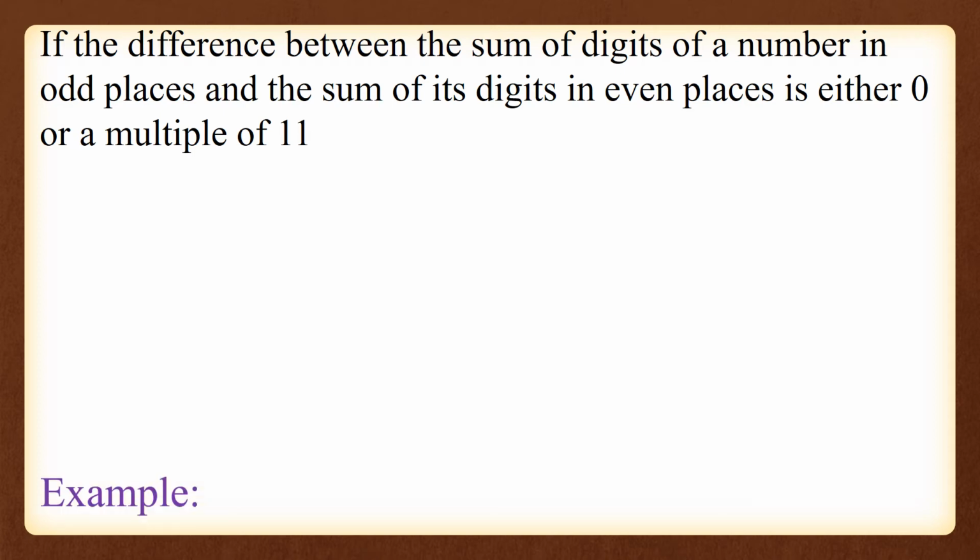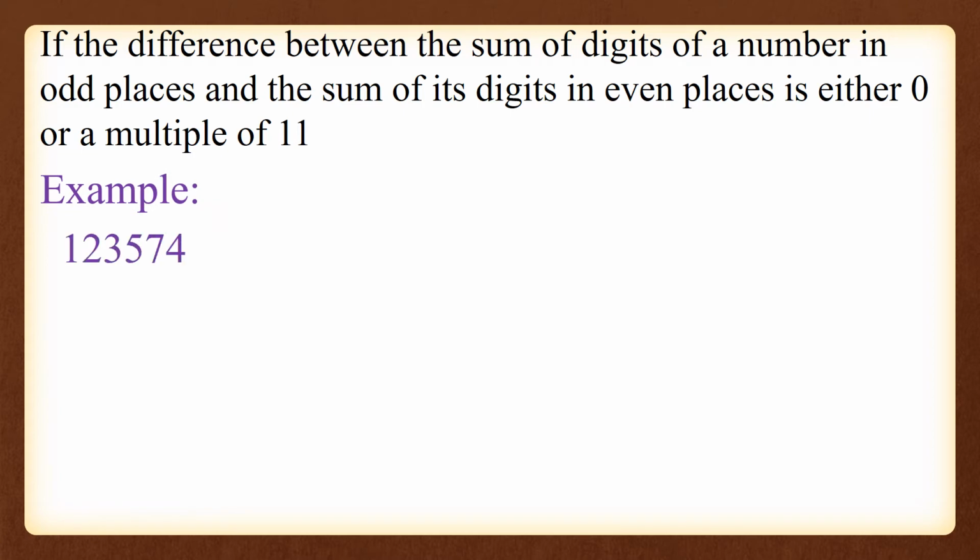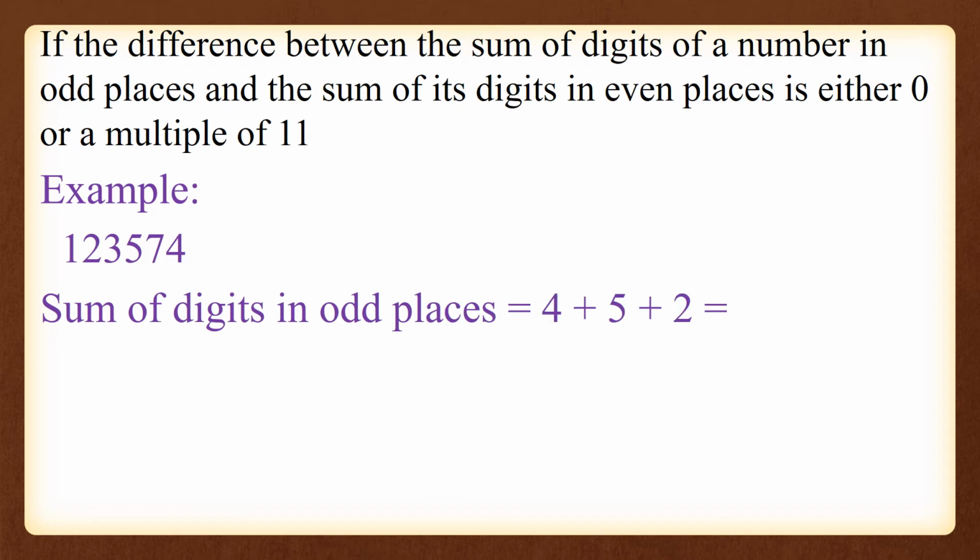So let's see an example. 1,23,574. So we are going to find out whether this number is divisible by 11. For that, first we are going to find out the sum of digits of a number in odd places. So we have to start from ones place. So here ones place is 4. And next, the digit in odd place is 5. And the next one is 2. So sum of digits in odd places is equal to 4 plus 5 plus 2. So which is equal to 11.